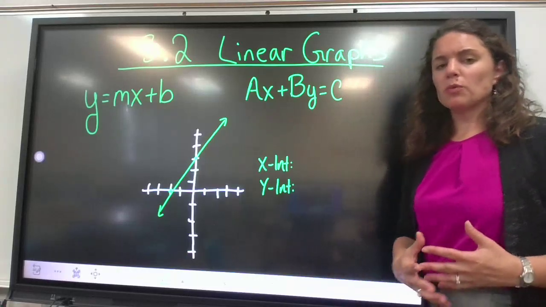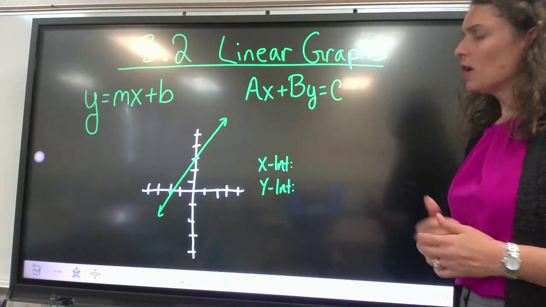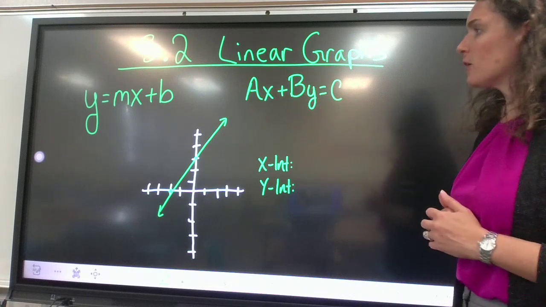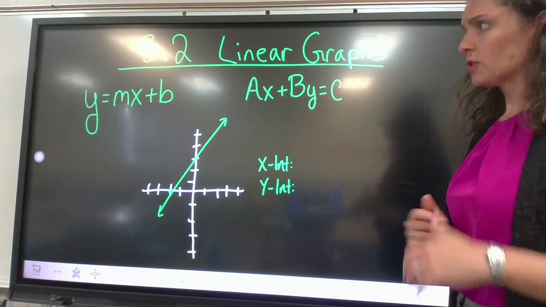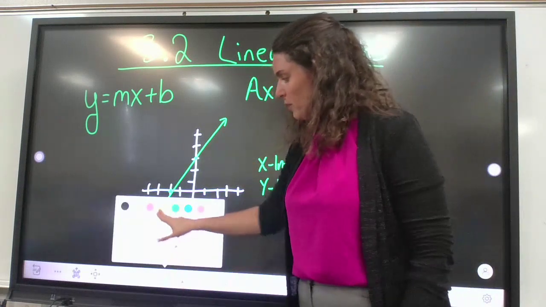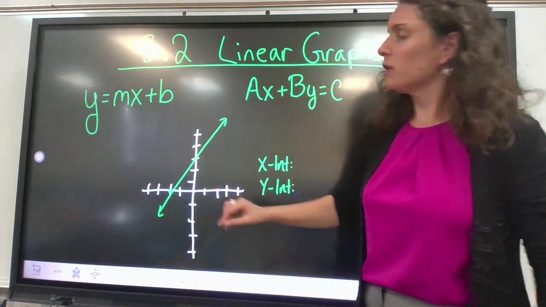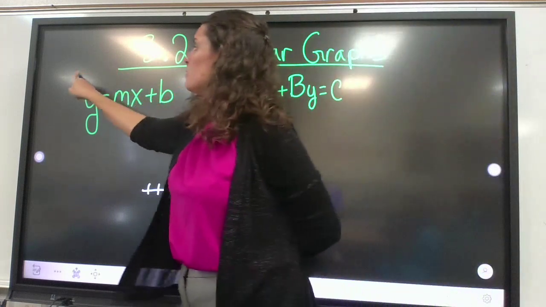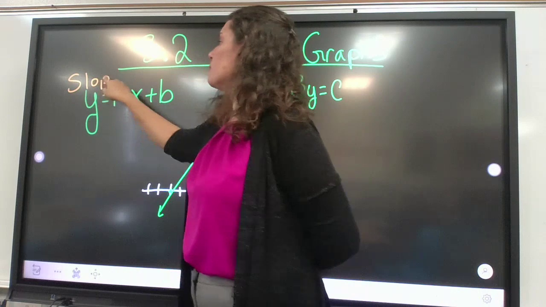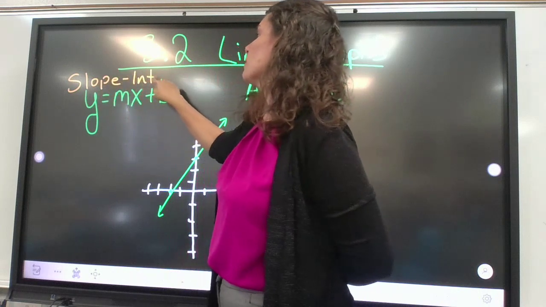Today we're going to be doing 3.2 over linear graphs. And I wanted to point out two of the main equations that you'll see for linear functions. The first one, and we're going to identify and label some key features on, is slope-intercept. So let's write that down. We have slope-intercept form.